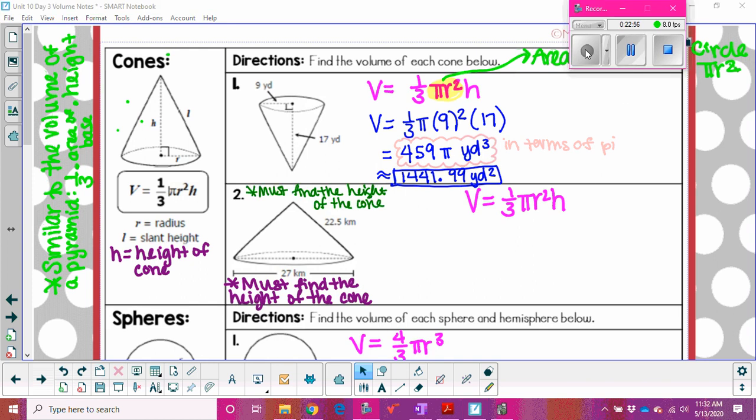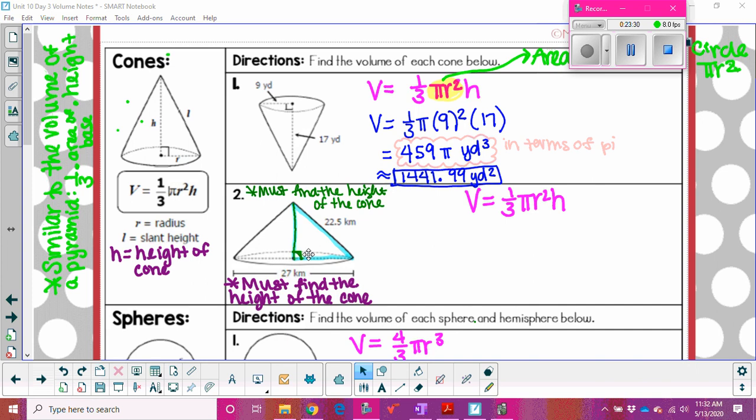Okay, so for this problem, you're going to have to find the height of the cone because we don't have it. We have the diameter of the cone, which is 27, which means the radius is going to be 13.5, but we don't have the height. So I'm going to drop a perpendicular line from the vertex of this cone down to the center of the base, and intersect it perpendicularly. Right now, if you look closely, and I'm going to highlight it for us so we can see it, we have a right triangle right there.